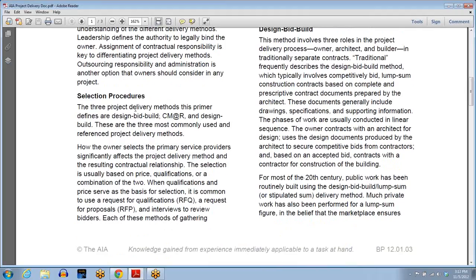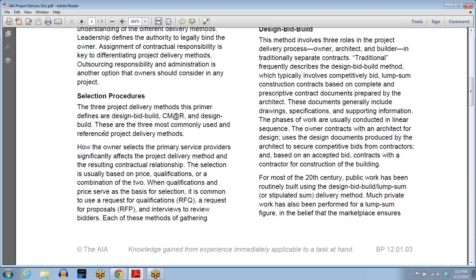Here they say there are 3 project delivery methods that this primer defines. Design, bid, build, that's traditional. 60% of the churches built in the country are built by the traditional method. CM@R, that's construction manager at risk. In this document, they do not cover construction management pure agency or construction management fourth party. We dealt with both of those construction management processes in our webinar video. Then they deal with design build.